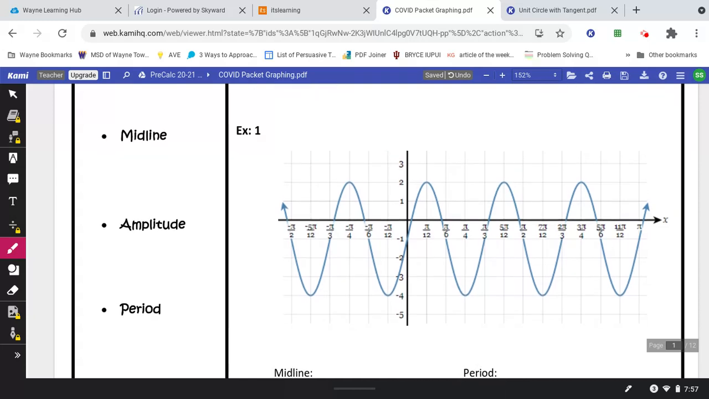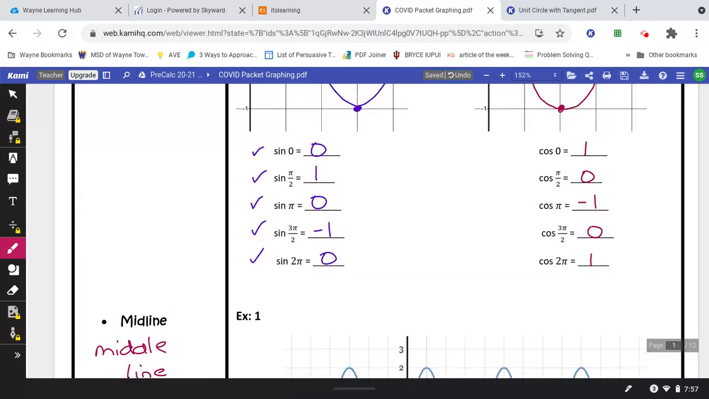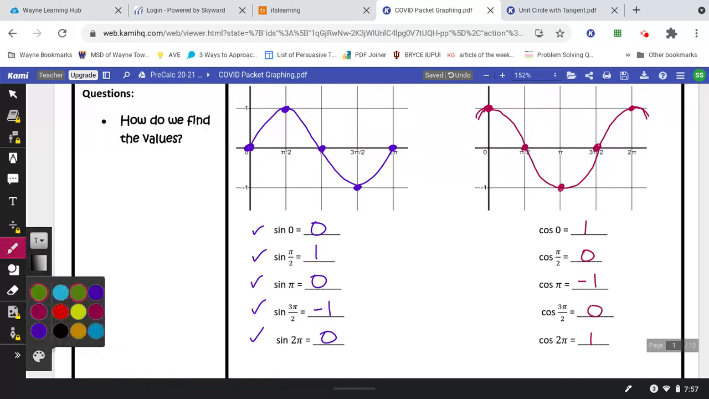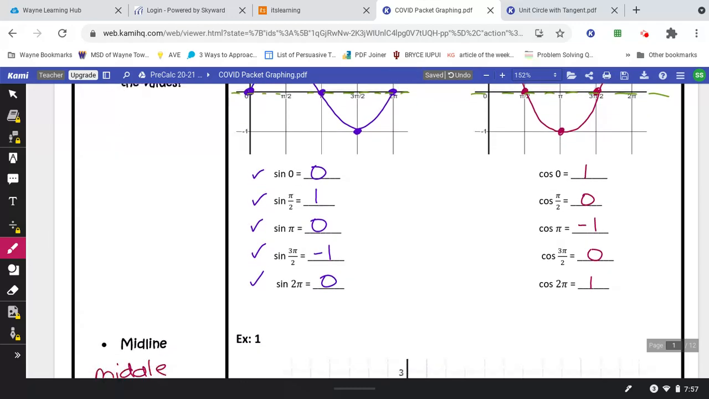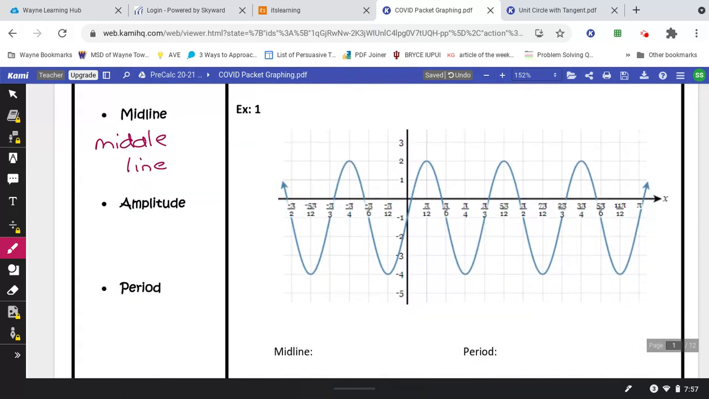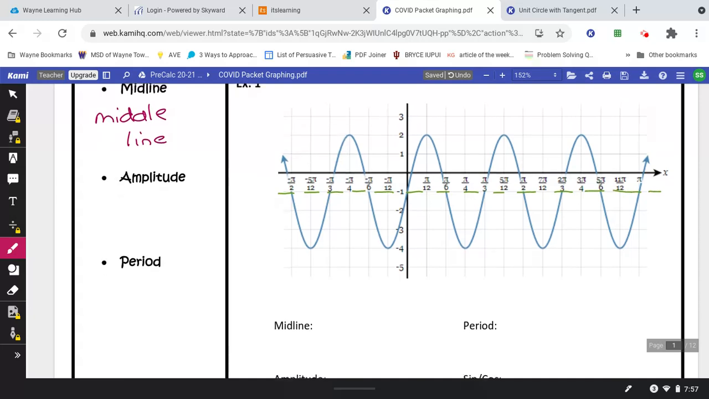Let's take a look at example 1, and we'll talk about midline, amplitude, and period. The midline is exactly what it sounds like. It is the middle line, almost like the baseline where the graph is. So on the two that we did up here, sine and cosine, our midline would be 0, right through here. It's the same distance above and below. It's right where those middle dots are. So as we look at example 1, it looks like our midline is right here through -1. So when I write that, I'm going to write y equals -1. So it actually is written as a line.